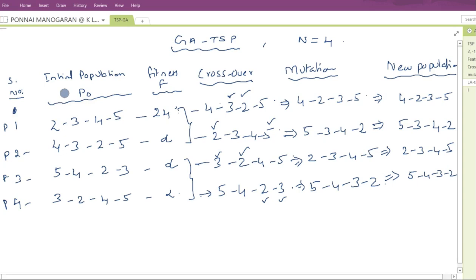Students, there are so many hyperparameters here. You can choose different hyperparameters, run the algorithm and evaluate its performance. This is for one iteration.